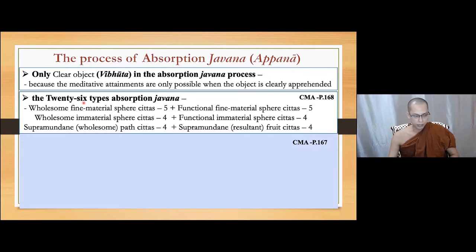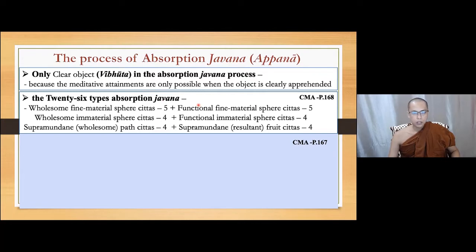jhana are 26. They are wholesome fine material sphere, functional fine material sphere, wholesome immaterial sphere, and functional immaterial sphere, because the resultants are not jhana. That's why we skip the resultant. Then the supramundane path consciousness is included under the enumeration of wholesome. So the path consciousness fold and the supramundane resultant or fruition consciousness. Altogether, 26 types of consciousness are absorption jhana.